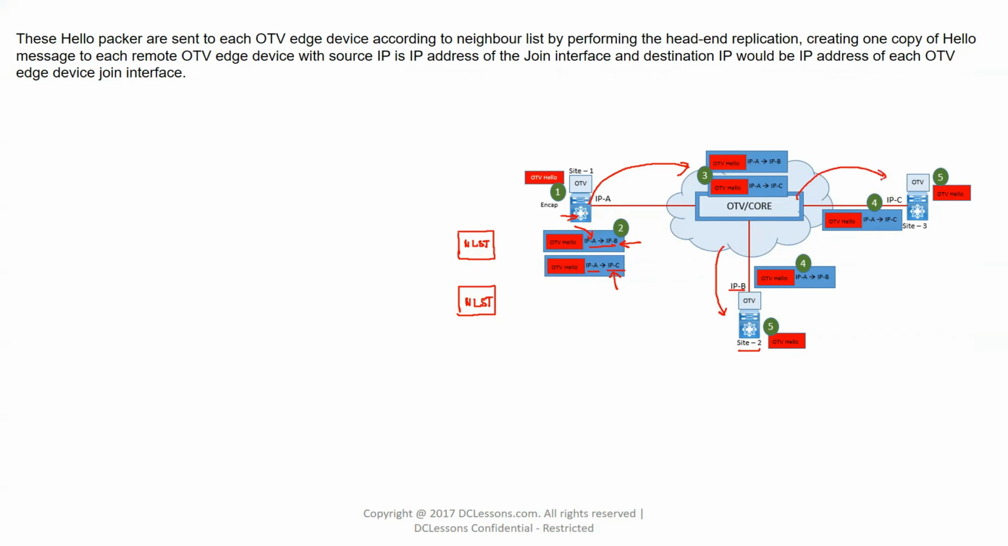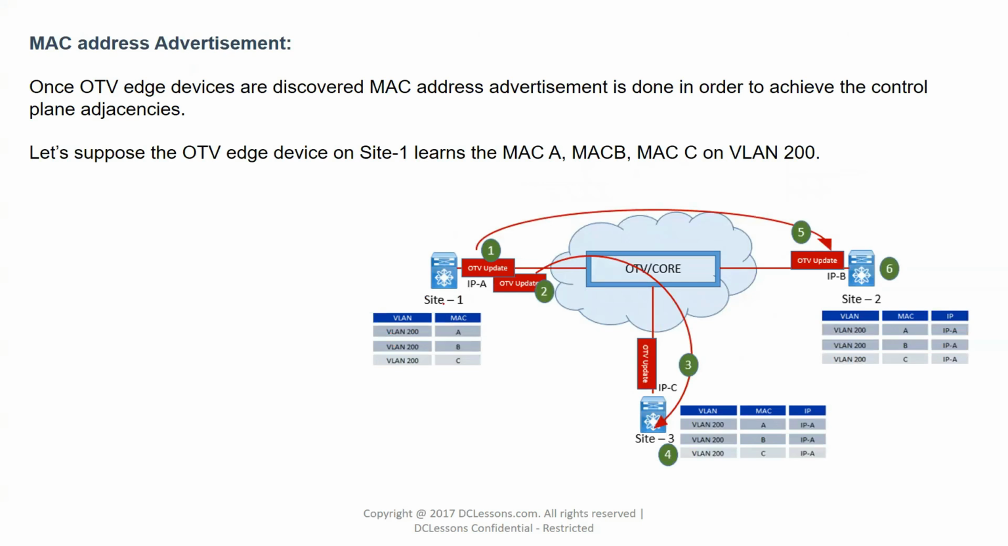Now site 2 and site 3 will receive this packet, the OTV hello packet, which contains all the neighborship list. It will decapsulate it and install that neighborship list into its neighbor table. So each site 2, each site 3, and all other sites that receive the neighborship list, they will know that, okay, all these are my OTV neighbors, and I have to send a packet if any data traffic is received by me. Like this, if all the devices have the neighborship list, they will form the adjacency between them.